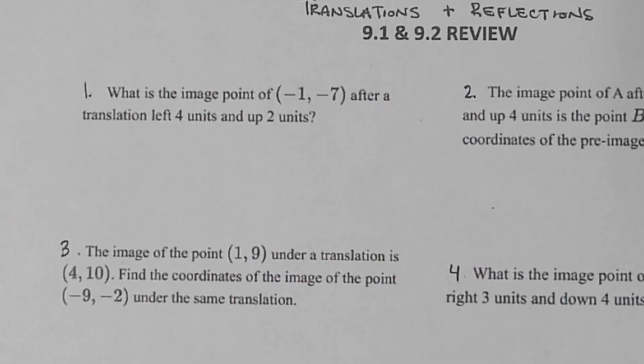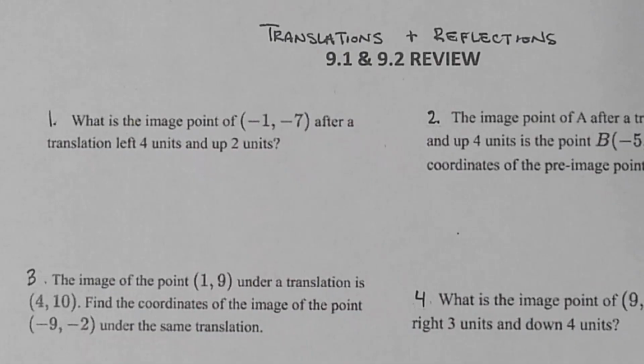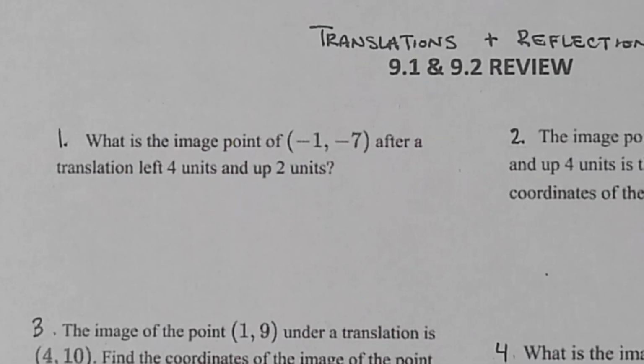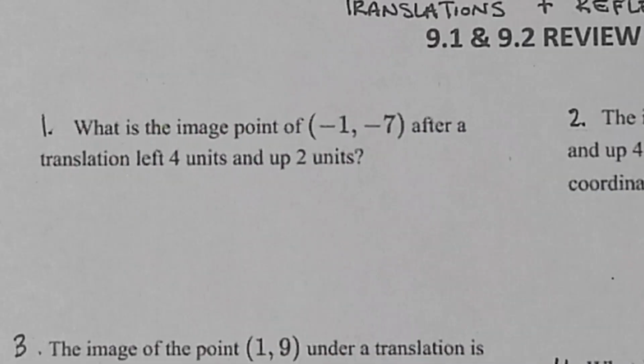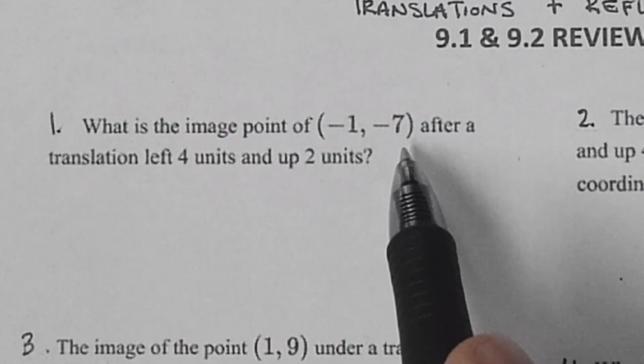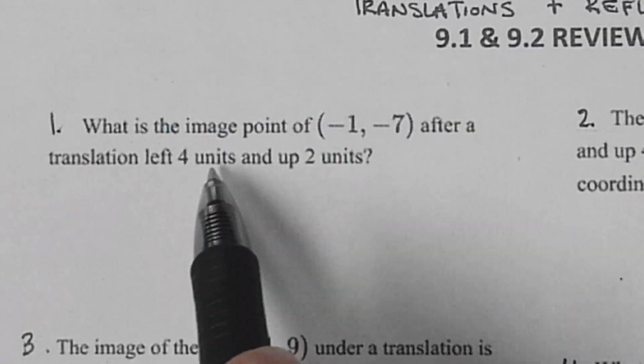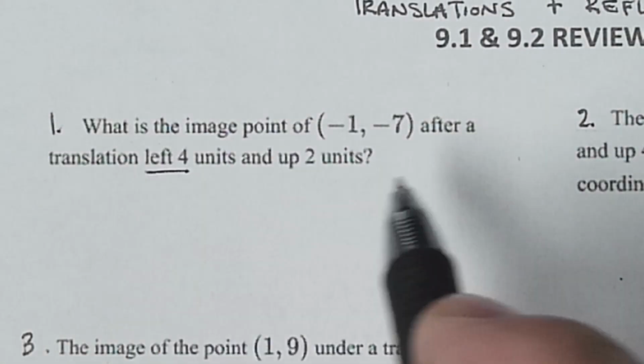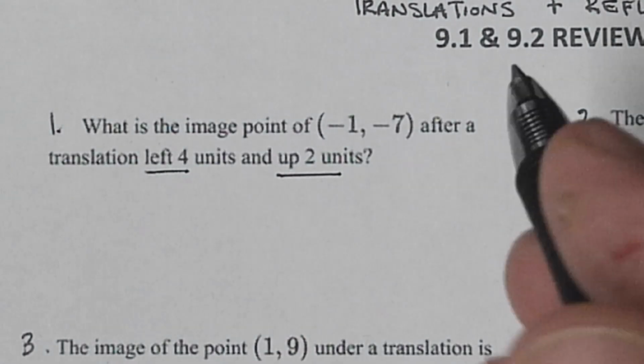In this video, we're going to take a look at 9.1 and 9.2, and we're going to review for the test. Translations and reflections. Now, as we look at number 1, it's telling us what is the image point of -1, -7 after a translation left 4 units and up 2 units.